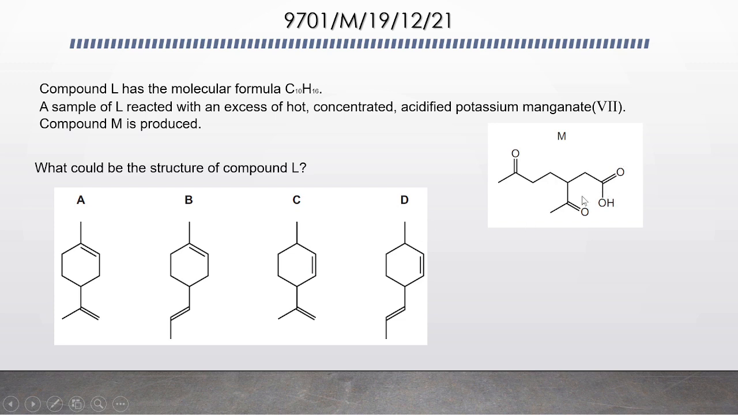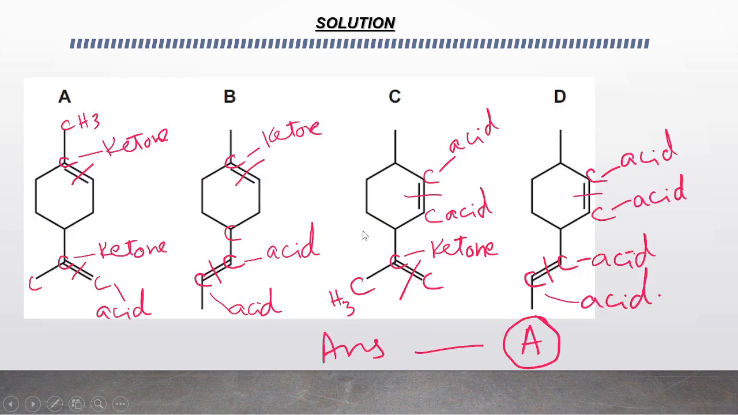So on the basis of this basic information, let's see all the compounds. It will break up from here, 1 ketone, break up from here, another ketone. Here 1 ketone, no ketone. So in all the others there is no ketone formation. The 2 ketone formation and 1 acid formation can only be in A. So the answer will be A.